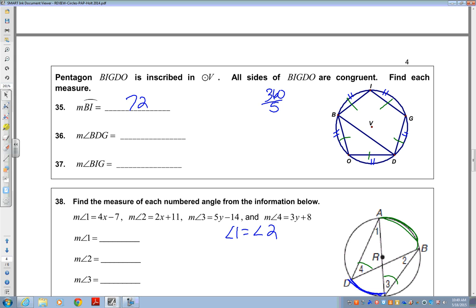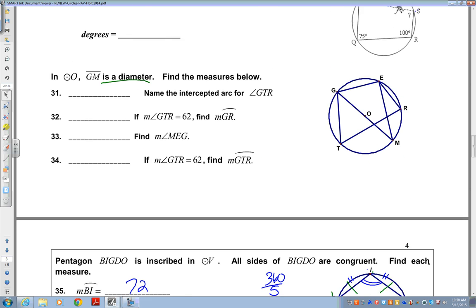Well, not all of them. Just 35 and 36, not 37. 37 is BIG. It's the inscribed angle. BIG is an inscribed angle, and it is half the intercepted arc. The intercepted arc would be BODG. That arc right there. Okay.